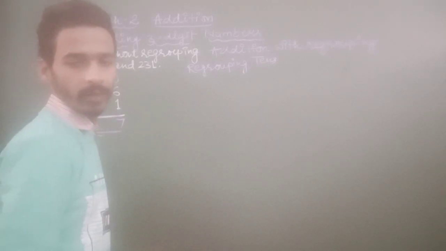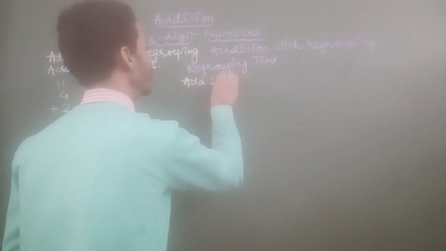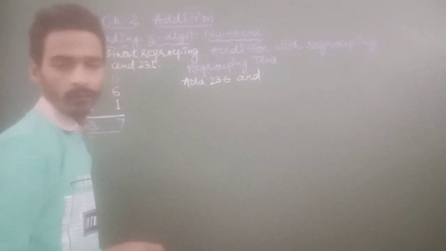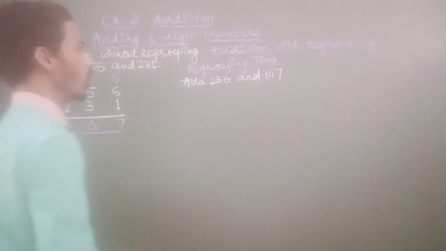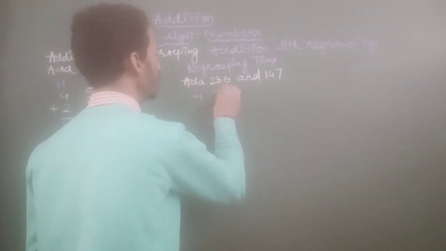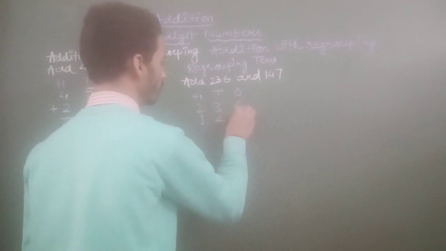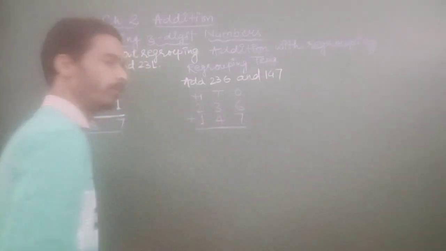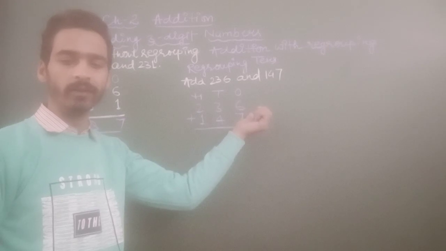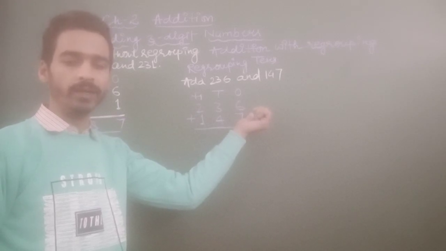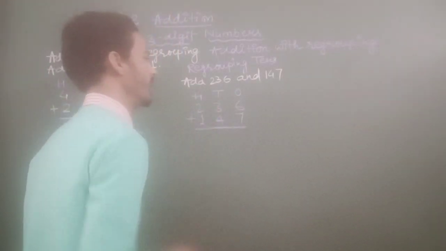There is an example: add 236 and 147. When we write them in a column, hundreds, tens, ones, 236 plus 147. Now in the first step, add the ones: 6 ones plus 7 ones is 13 ones. Regroup 13 ones into 1 ten and 3 ones, and carry over 1 ten to the tens column.